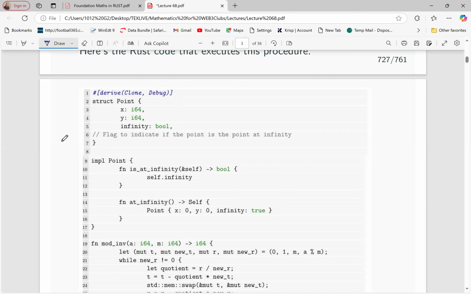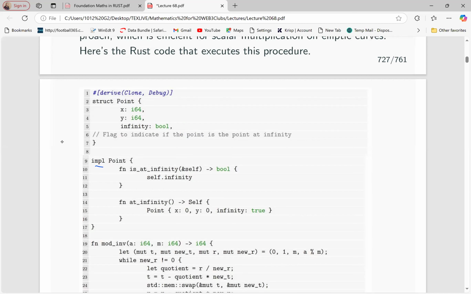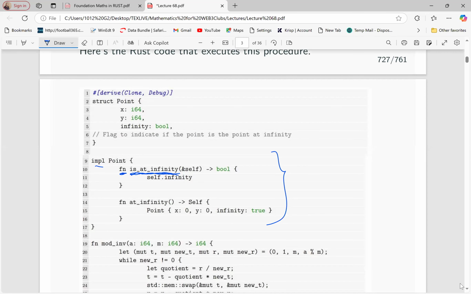But then this is where the code begins implementation. This part is just to identify if a point is a point at infinity. So this function is to determine if the point is at infinity. That's what this function is doing.